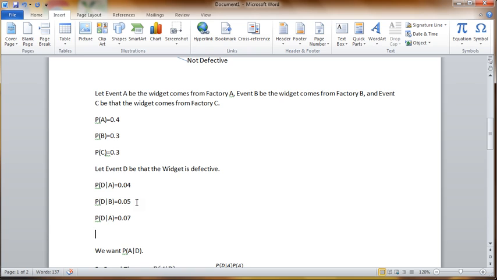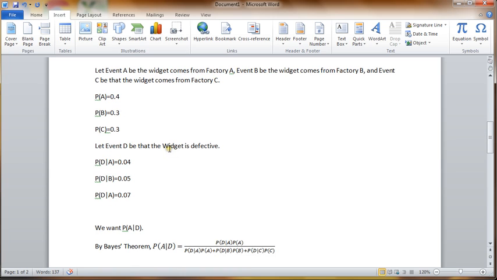And similarly the 0.05 and the 0.07. So these are the conditional probabilities we know: the probability of it being defective if it came from a certain factory. These are the probabilities of it coming from a certain factory. And what we want now is the opposite. We have here the probability of D. Oh, there's a typo here. This should be the probability of D given C.